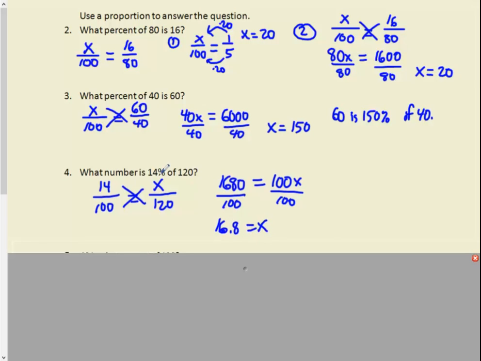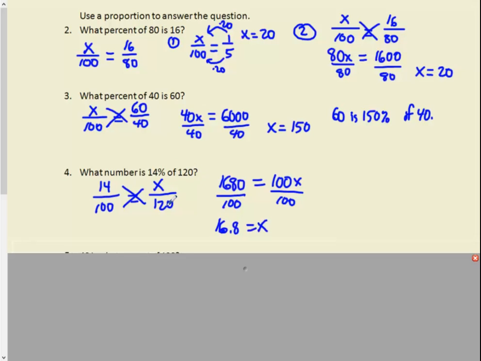Does that seem reasonable? 14%. Well, 14%, let's see, that's a little more than 1/10 certainly. And 1/10 of 120 is 12. So we should have a little more than 12. 16.8 seems to make sense.